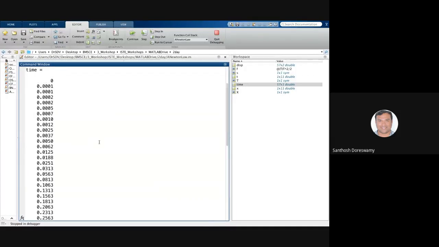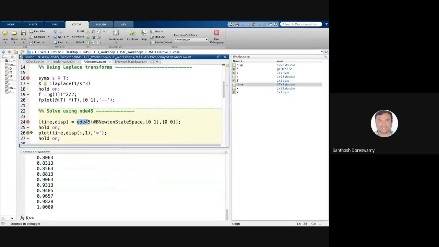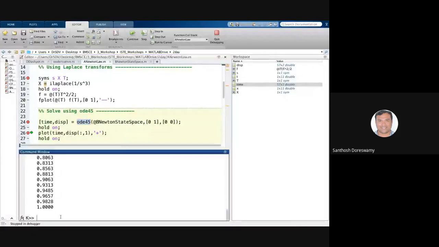If there's a larger variation in slopes, it will take more time steps, and if there is a smaller variation in slopes between two successive computations, it will take larger time steps. This type of adaptive time stepping algorithm is embedded in the ODE45 command in MATLAB. Then we'll continue and plot that: time versus disp of all the rows, first column.